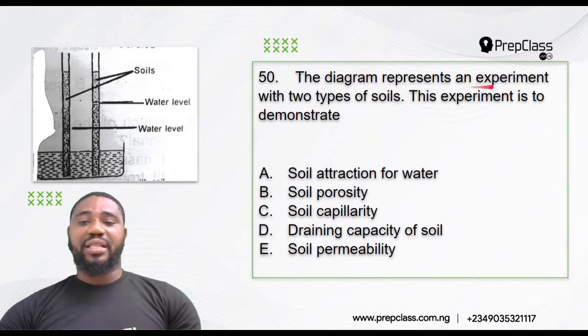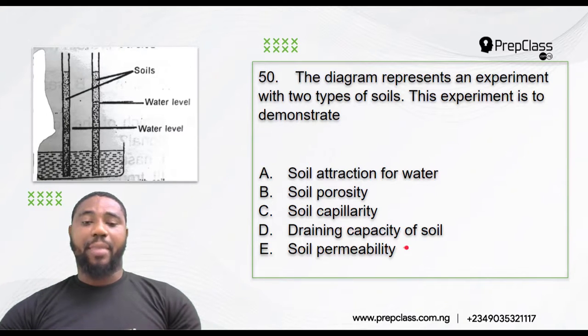The diagram represents an experiment with two types of soils. This experiment is to demonstrate: is it soil attraction for water? Is it soil porosity? Is it soil capillarity? Is it draining capacity of the soil?